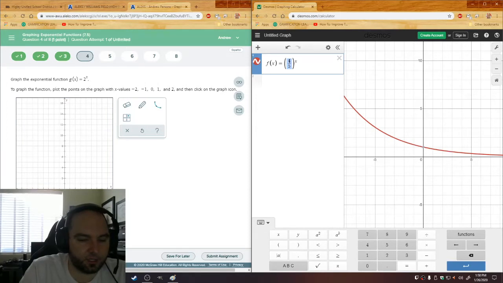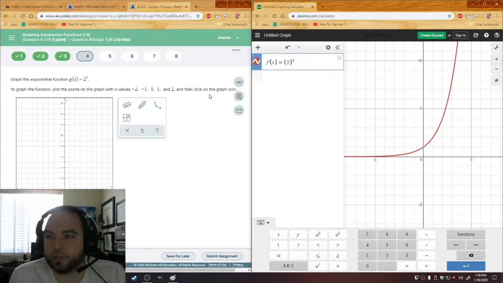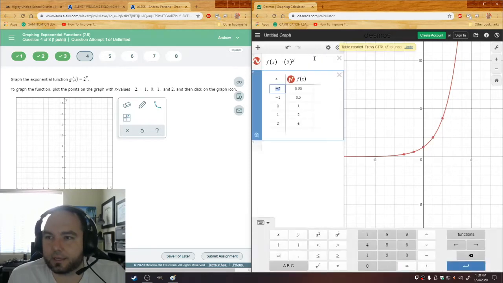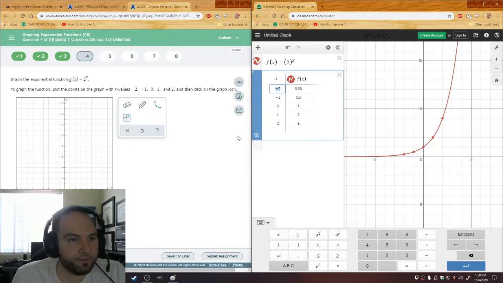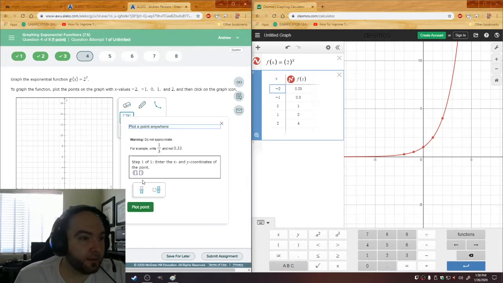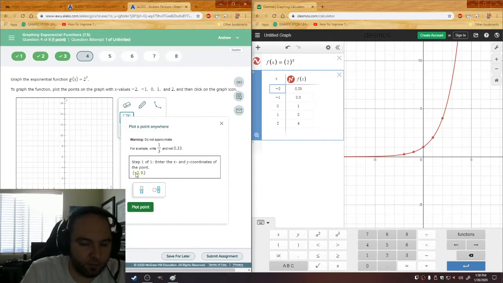All right, this one is 2 to the x. Notice I put my 2 in parentheses. Doesn't matter. Make it a table. There, that's it. So I write the equation. I click make a table. There's 5 points on the graph. Then you put them on Desmos, I guess. Here we go. -2, 0.25.